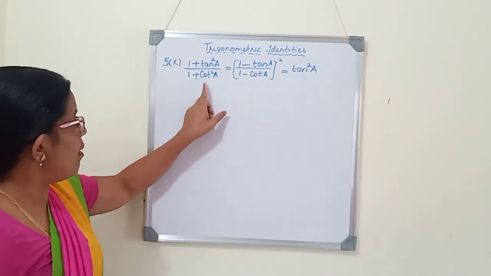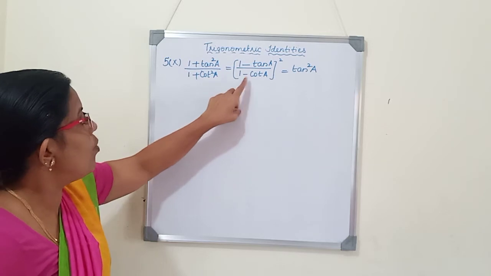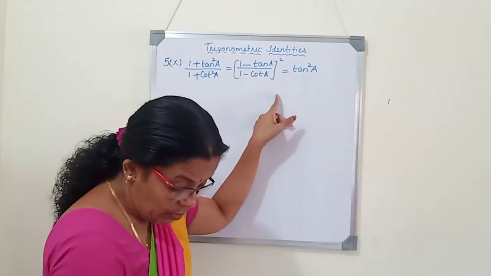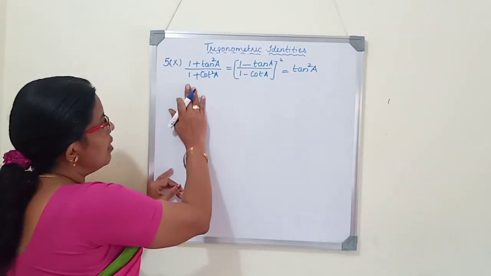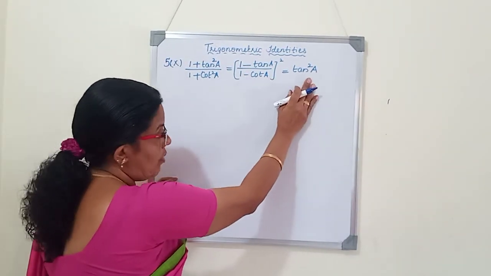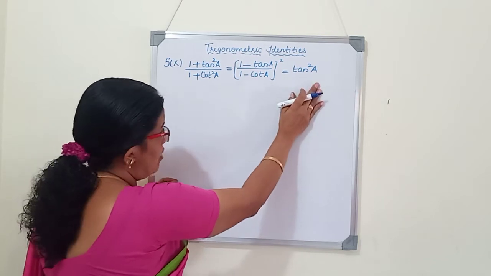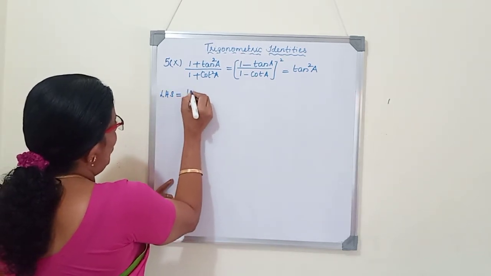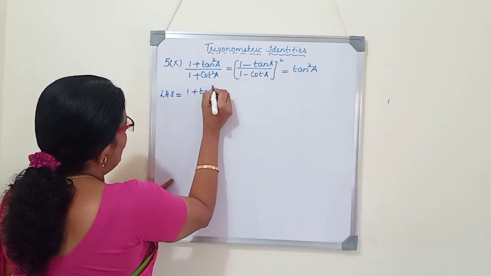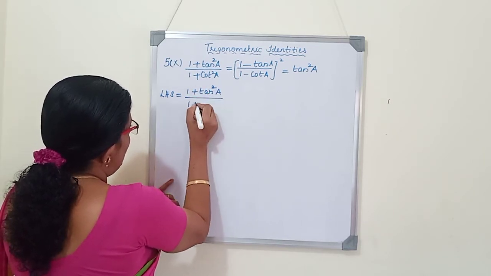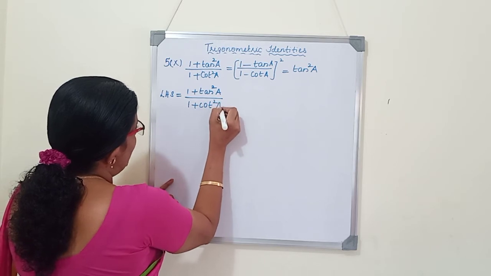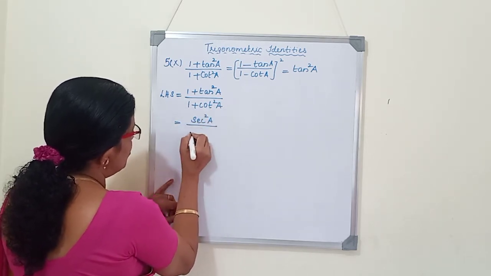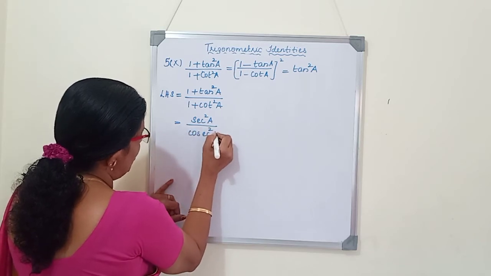10th question. 1 plus tan square A by 1 plus cot square A equals 1 minus tan A by 1 minus cot A, the whole square, is equal to tan square A. That is, we have to prove that its first term is equal to tan square A and even the second term is equal to tan square A. So here we will start from the first term LHS. 1 plus tan square A by 1 plus cot square A. We know that 1 plus tan square A is sec square A, second identity, and 1 plus cot square A is cosec square A, third identity.